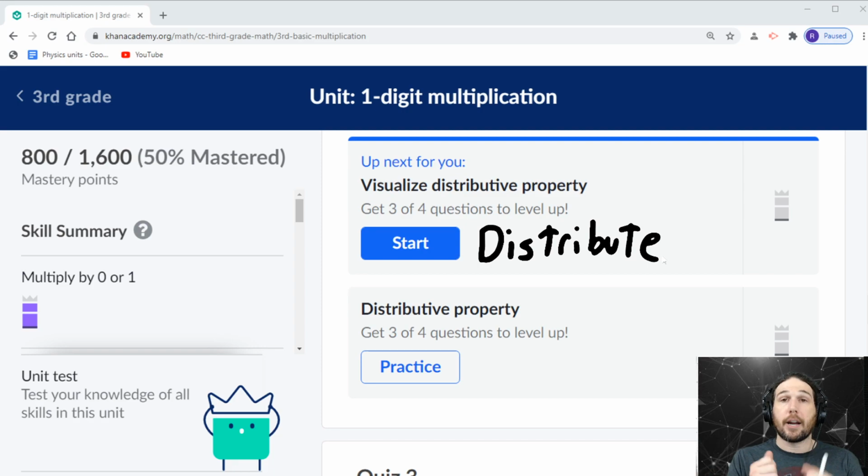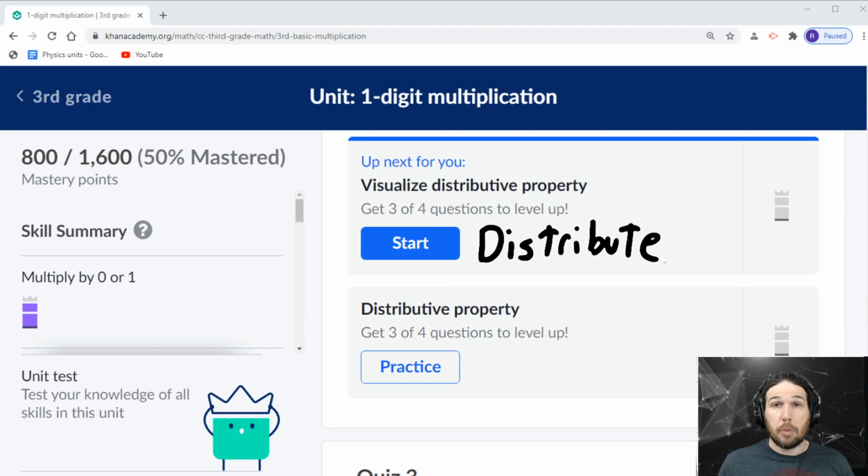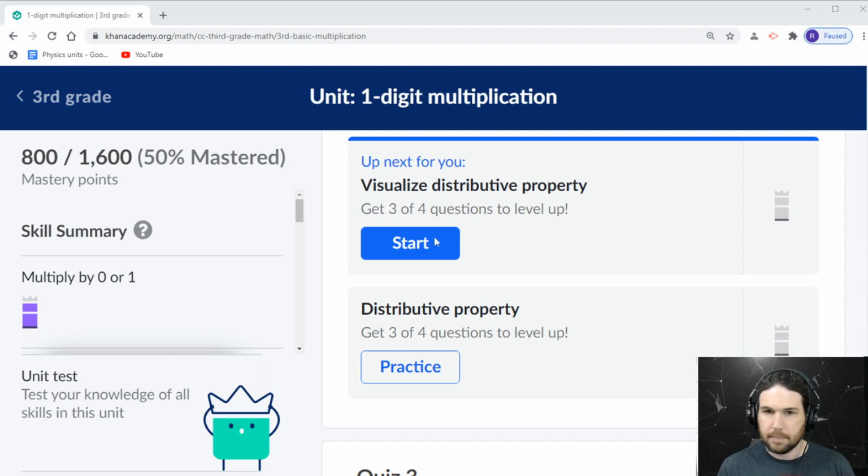If I have a bunch of flyers and a bunch of people and I want to distribute those flyers, I'm literally just handing them out to each person. Yeah? That is what distribution means in a multiplication context, and it helps with mental math, and we're going to see how in just a moment.